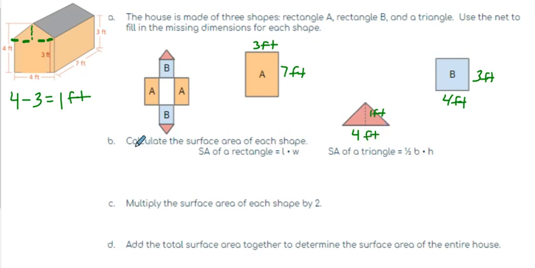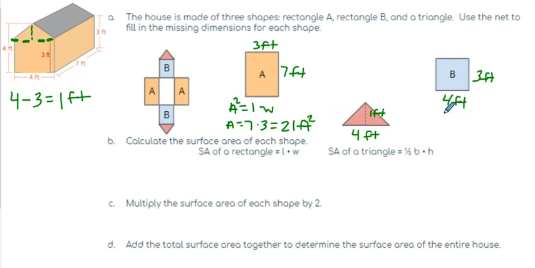Now I'm ready to move on to part B, calculating the surface area of each shape. So remember, the surface area of both my rectangles can be found by my length times my width. So my surface area is equal to my length times my width. For this shape, it's equal to 7 times 3, and 7 times 3 is equal to 21. Our units are feet, and because we're in area, remember area is always squared.